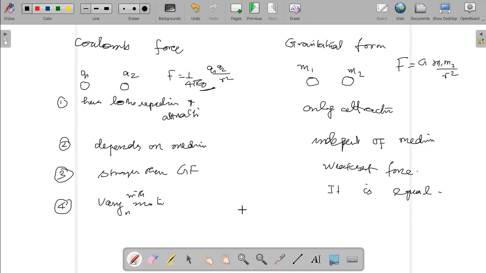That's all. We can also say this is a short range force, and this is a long range force. Short range, long range. So Coulomb force is a short range force. Gravitational force is a long range force. We know about that long range because it acts between the Earth and the Sun.